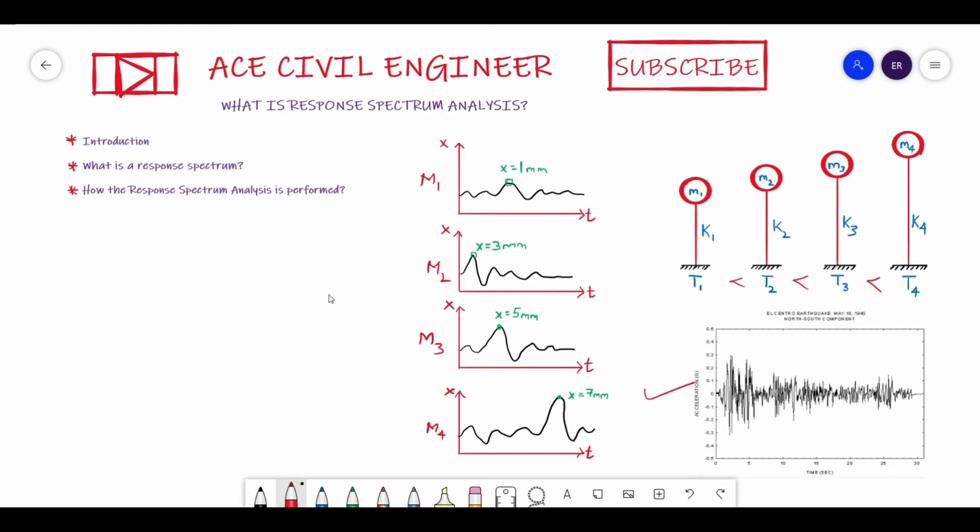So for all these oscillators, I have plotted the time history of displacement. For that I have found out some peak displacement at a particular point, at a particular interval, and that I am going to find it something like this. That is, for m1 the maximum displacement is x equals 1 mm. For the second one it is 3 mm. For the third one it is 5 mm, and for the fourth one it is 7 mm. Now I will try to plot a graph with all these peak displacements.